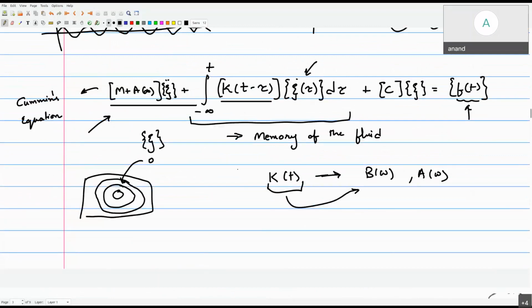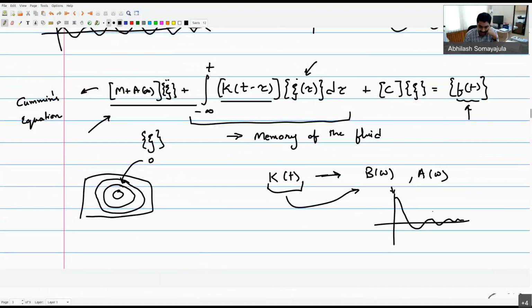Typically, this K matrix, K of t, will look something like that, which means that what happened just now will have the highest impact. As we go into the past, the effect is reducing. Yes, sir. Okay, so these typical K functions, K of t, will look something like this.